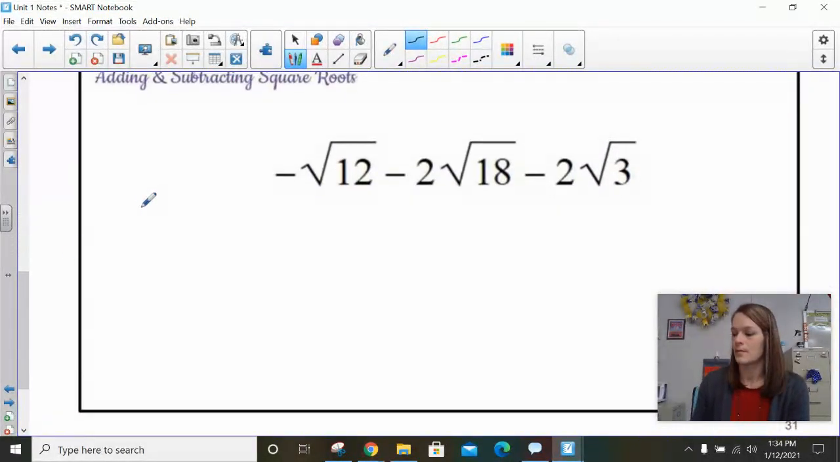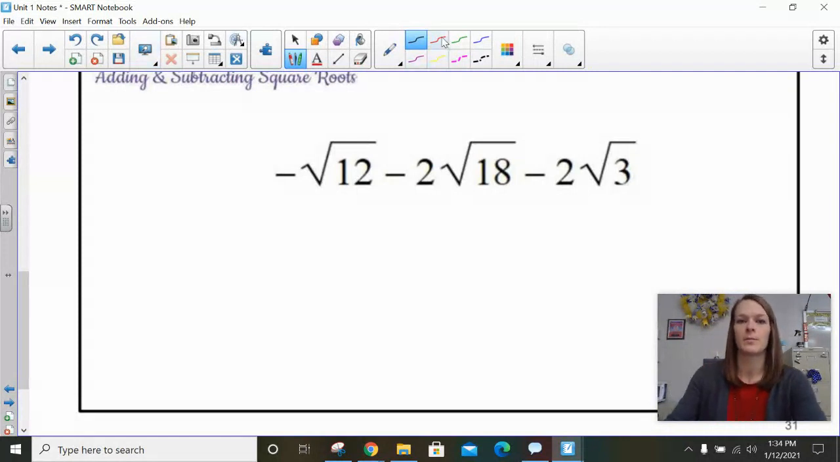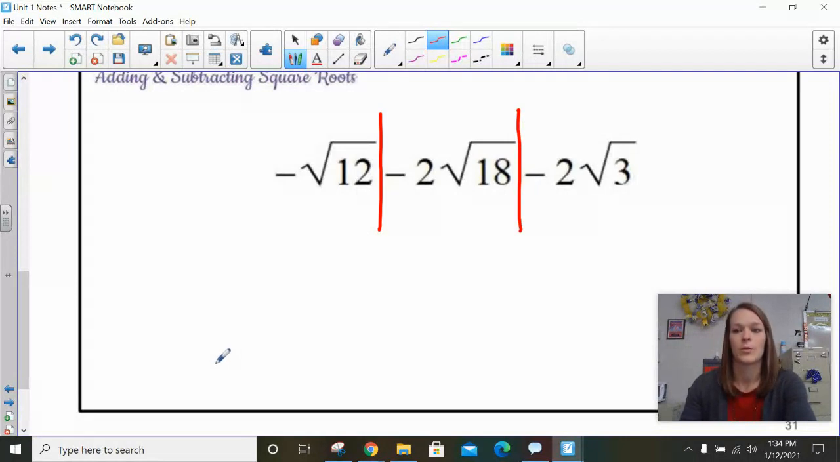Sometimes it makes it easier to split it into like 3 separate problems, so I'm going to do that this way. I'm going to let this be a problem, and then I'm going to let that be a problem, and then we'll combine it back together when we're done. First thing I need to do is simplify this square root 12.